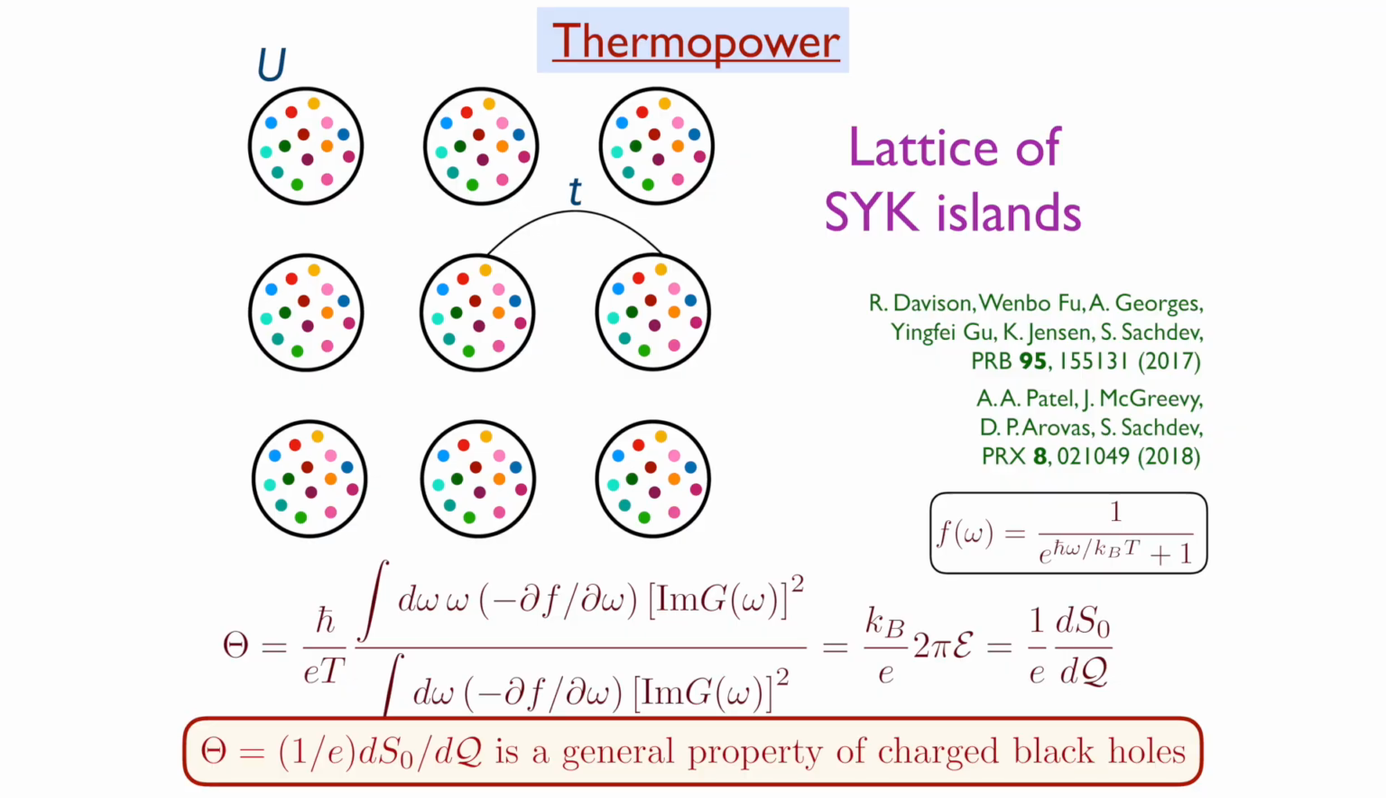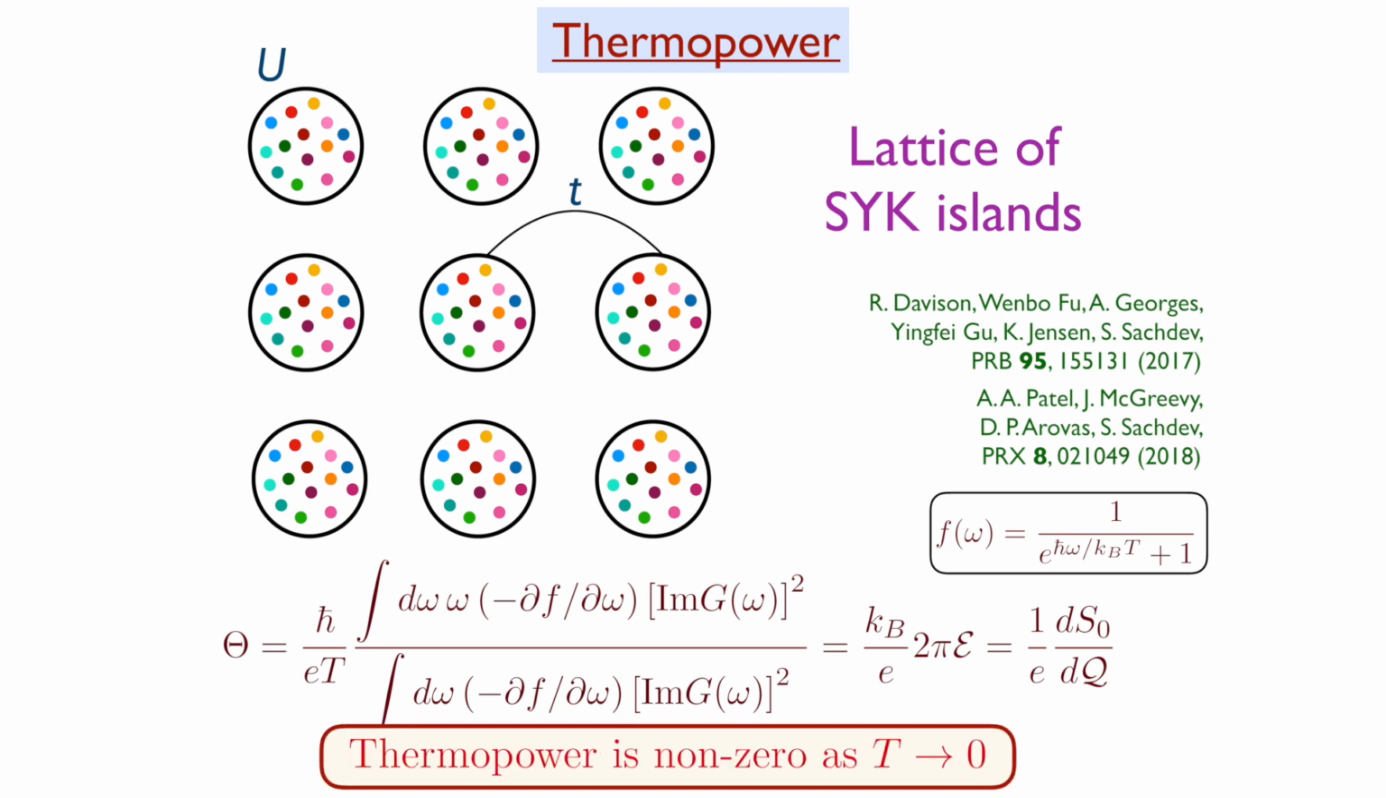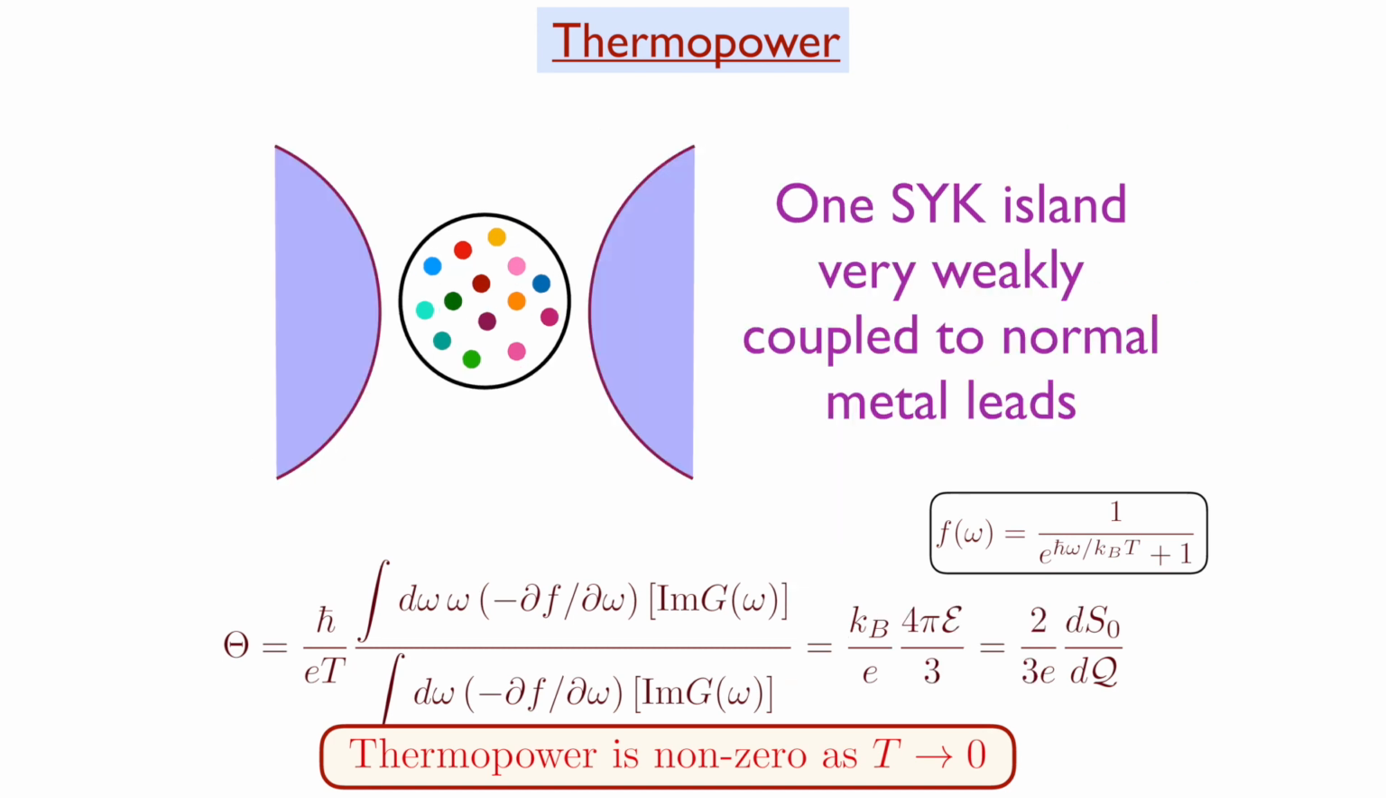Okay, but that's not what we're going to do. We don't have a lattice of them. It's hard enough making one. So what you want to do is take the thermal power, of course, because this is non-zero. Again, the special feature of the violation of the third law of thermodynamics, then the thermal power will be non-zero as T goes to 0. What we're going to do is take one of these and couple it to leads.